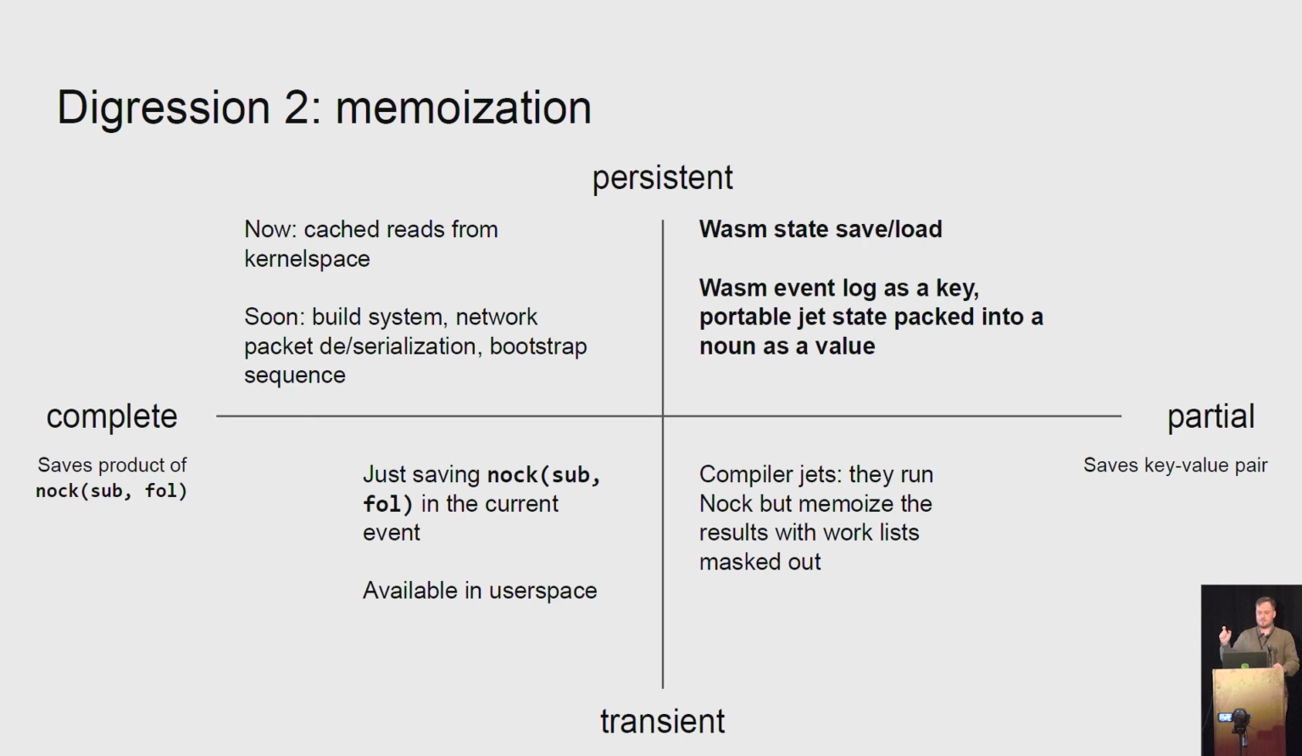So I save the WebAssembly state into this noun. Basically, I take the jet state, I make it portable by, for example, walking pointers and turning them into offsets, and so on. It gets packed into this basically huge noun, and it gets saved into the table.